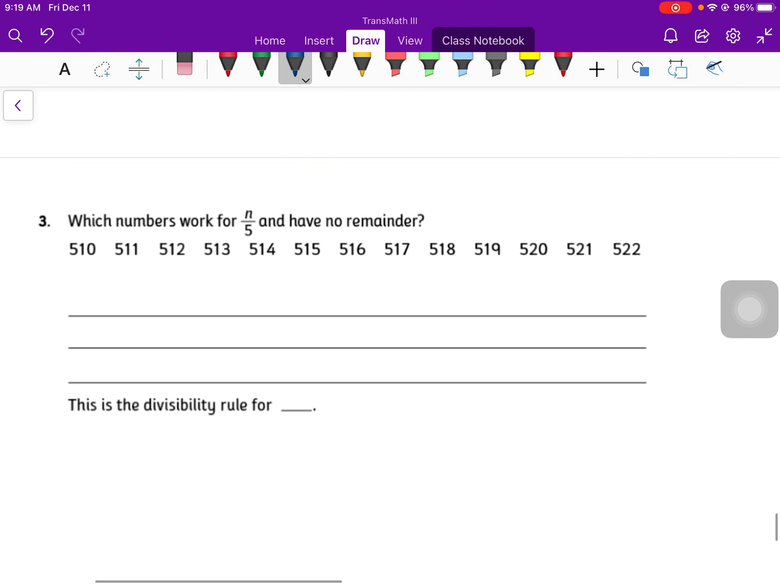And here, which ones can you divide by 5? Has to end in a 0 or a 5. Those are your options right there. This is the divisibility rule for 5. There's no work to show. It's just, does it end in a 0 or 5?